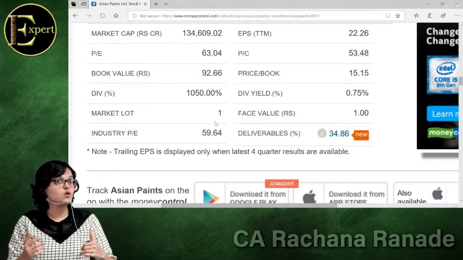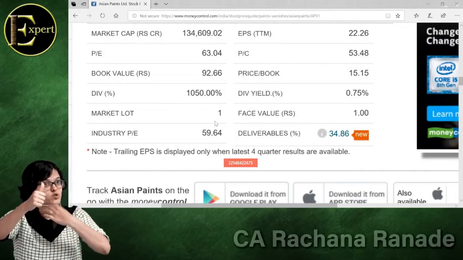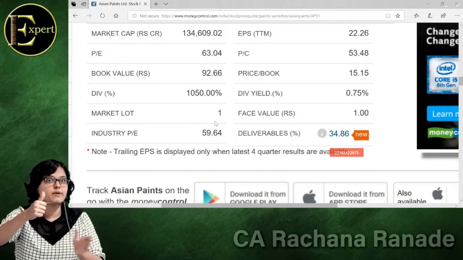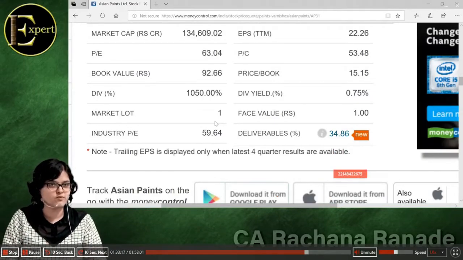No. He's saying out of 8, 7 are showing good. PE is also less. Can't get better. Icing on the cake. Escorts, how? You've checked Escorts?